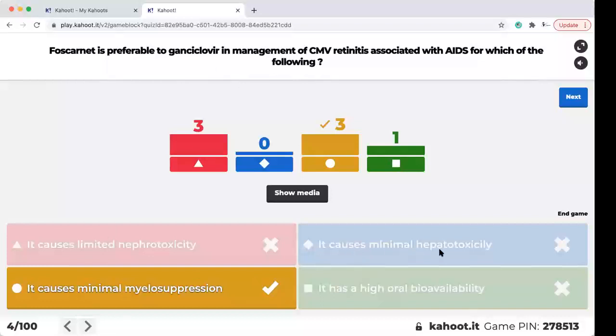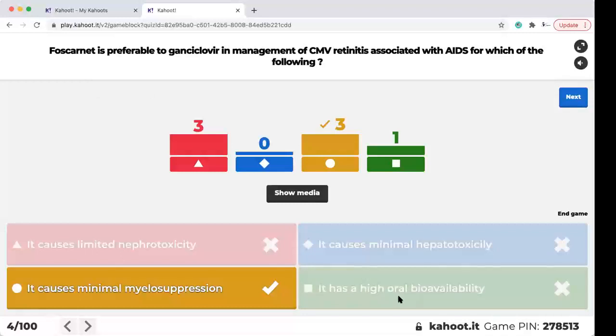It will cause minimal hepatotoxicity. Well, both of them have minimal hepatotoxicity, so it is not an advantage for foscarnet over ganciclovir. Both of them have limited hepatotoxicity. It causes minimal myelosuppression. Yes, this is the correct answer. Foscarnet does cause less myelosuppression than ganciclovir, while the main problem of ganciclovir is myelosuppression or bone marrow depression.